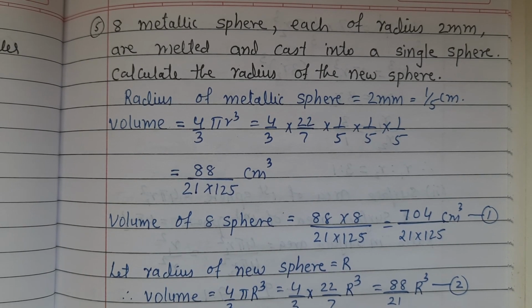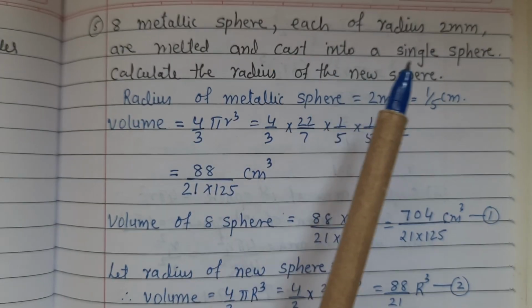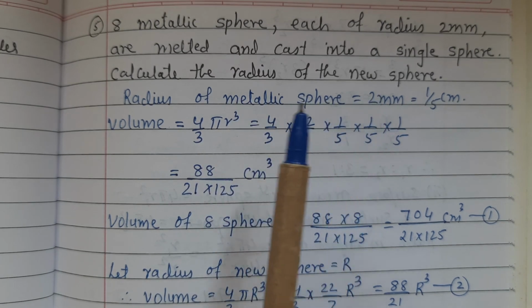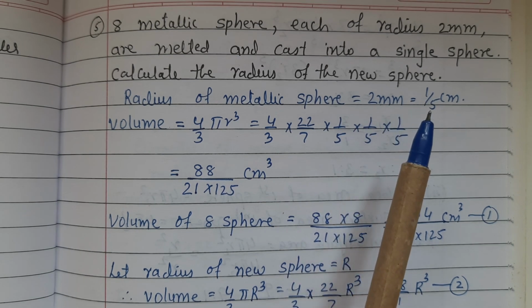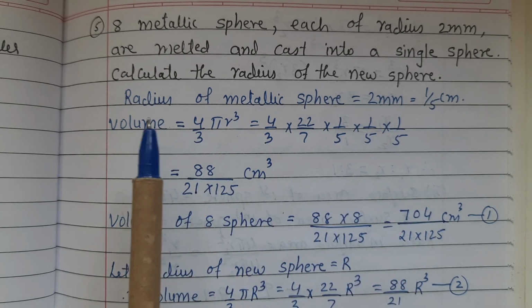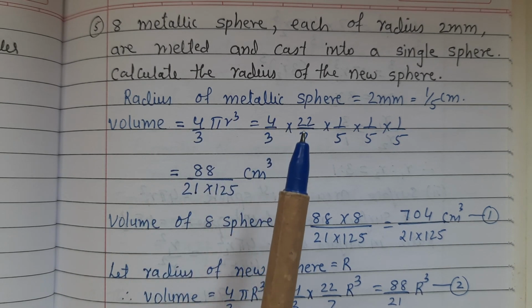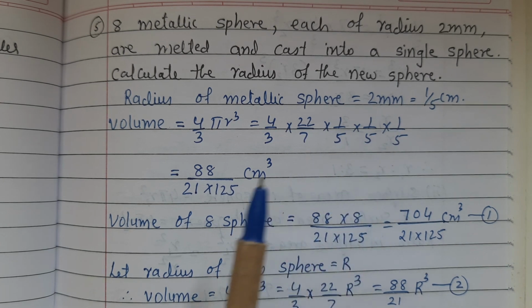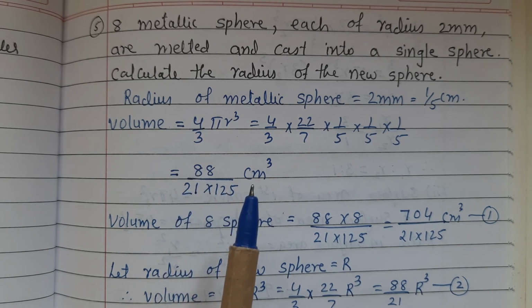Sum number 5. 8 metallic spheres, each of radius 2 mm, are melted and cast into a single sphere. Calculate the radius of the new sphere. Radius of metallic sphere 2 mm, which is equal to 1/5 centimeter. Volume equals 4/3 pi r cube, equal to 4/3 into 22/7 into 1/5 into 1/5 into 1/5, equal to 88/(21 into 125) centimeter cube.